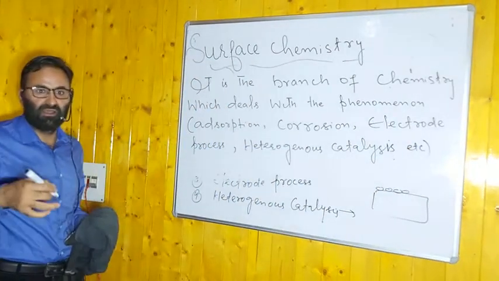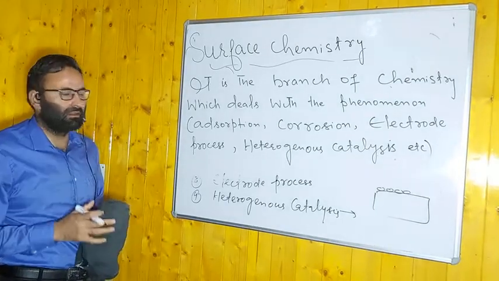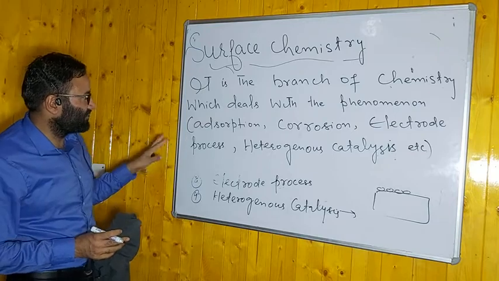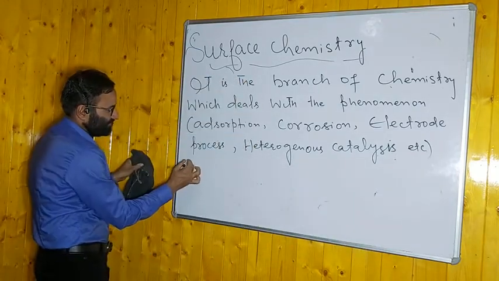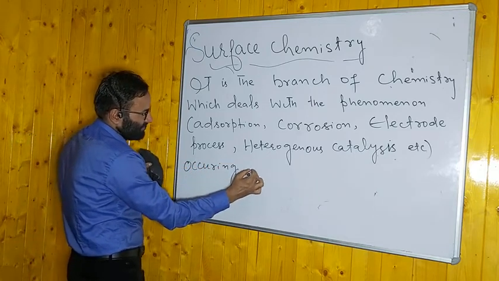For example, we have the dissolution process and the crystallization process. They also occur on the surface. On this point, it is the branch of chemistry which deals with the phenomena. You have to mention these phenomena occurring at surfaces.